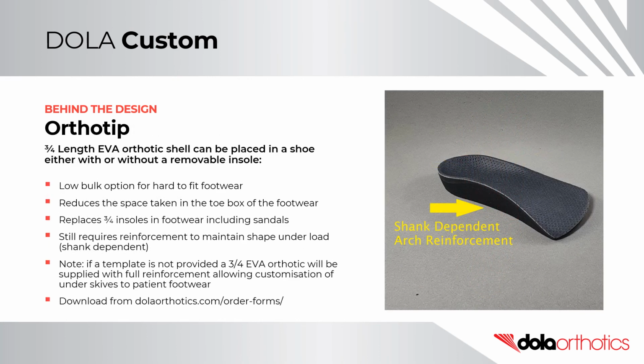Orthotip. A 3/4 length EVA orthotic shell can be placed in a shoe either with or without a removable insole. It is a low bulk option for hard to fit footwear and reduces the space taken in the toe box. It can also replace the 3/4 length insoles in footwear including sandals. It still requires reinforcement to maintain shape under load, as it is shank dependent.